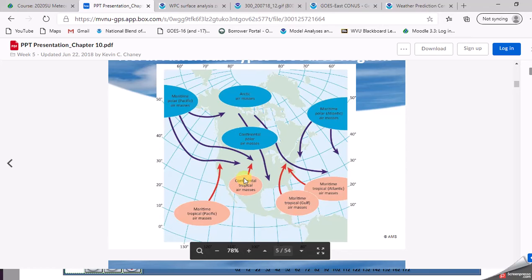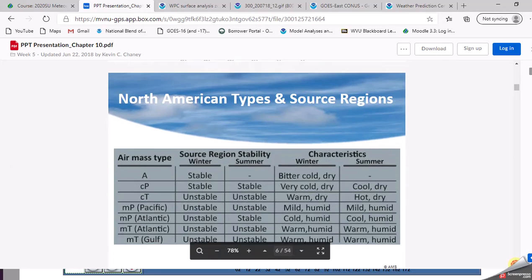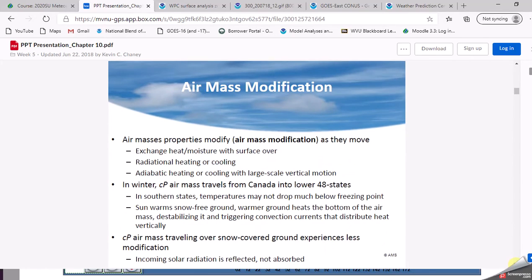So you can see you can get continental tropical, maritime tropical, and continental polar air masses. They can all come together, and they actually do many times in the central part of the U.S. and even up into your area. What do they come together along? They come together along cold fronts or warm fronts.